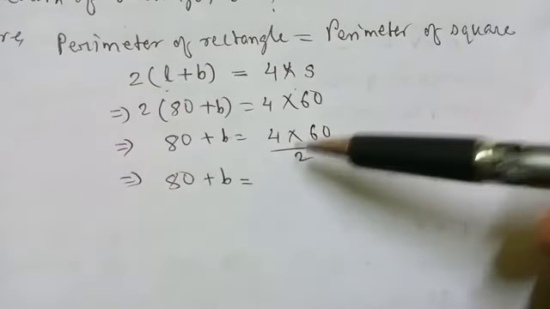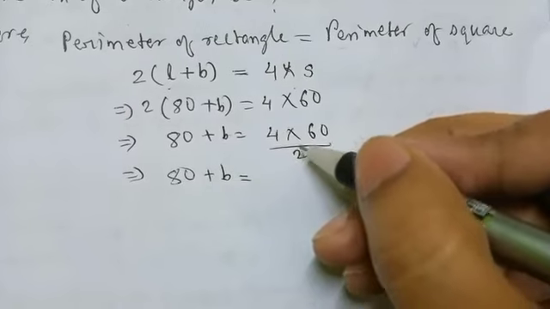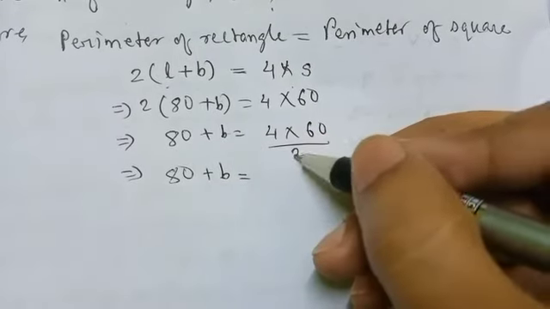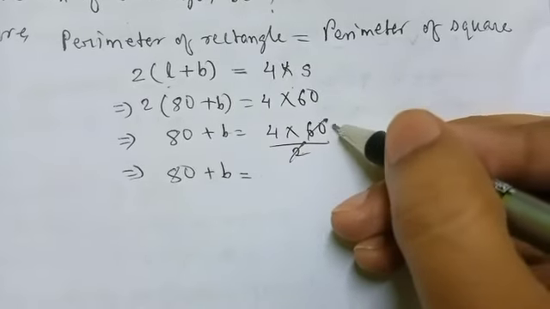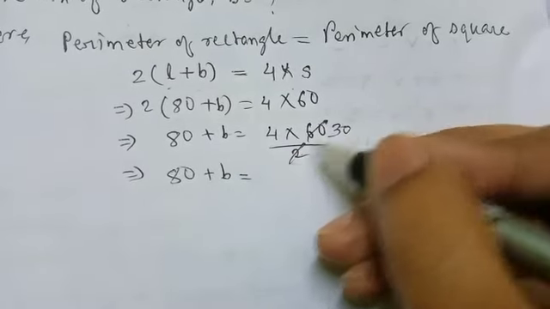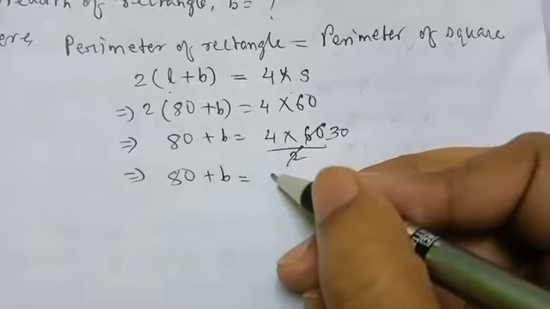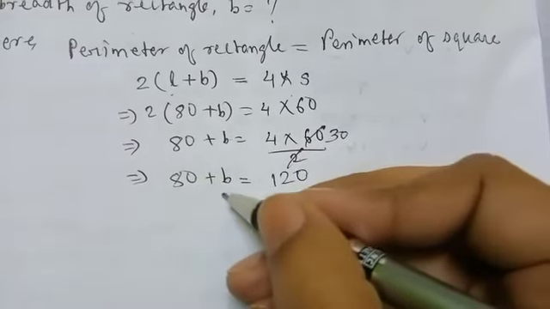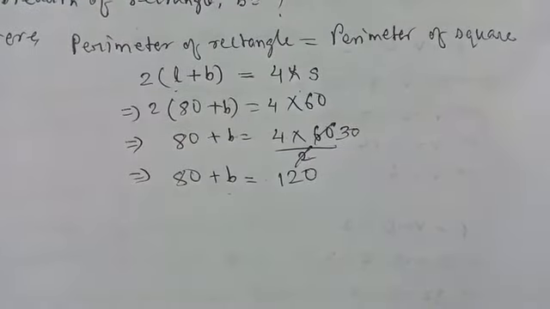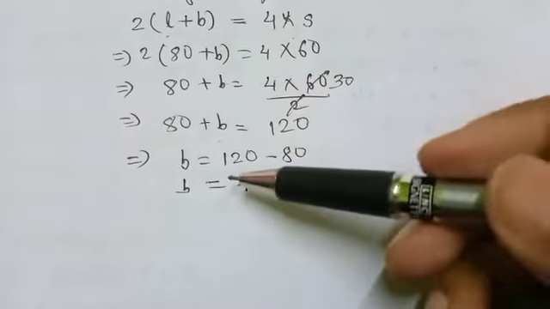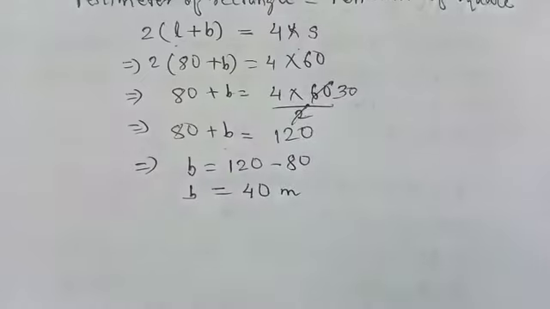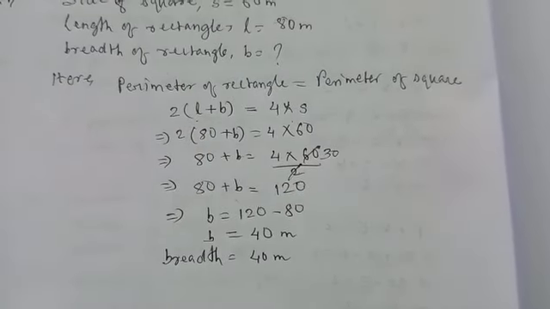80 plus B equal to 4 into 60 by 2. Okay. Now you can cut the 2 and the 4 like this, or you can cut 2 threes are 6 and 0. So I'm cutting like this, 2 threes are 6 and 0. So now it is 4 into 30. 4 into 30 is 120. Okay. Now this 80 will go to this side and you can find the value of B. 120 minus 80 is 40 meter. So we have got the breadth equal to 40 meter.